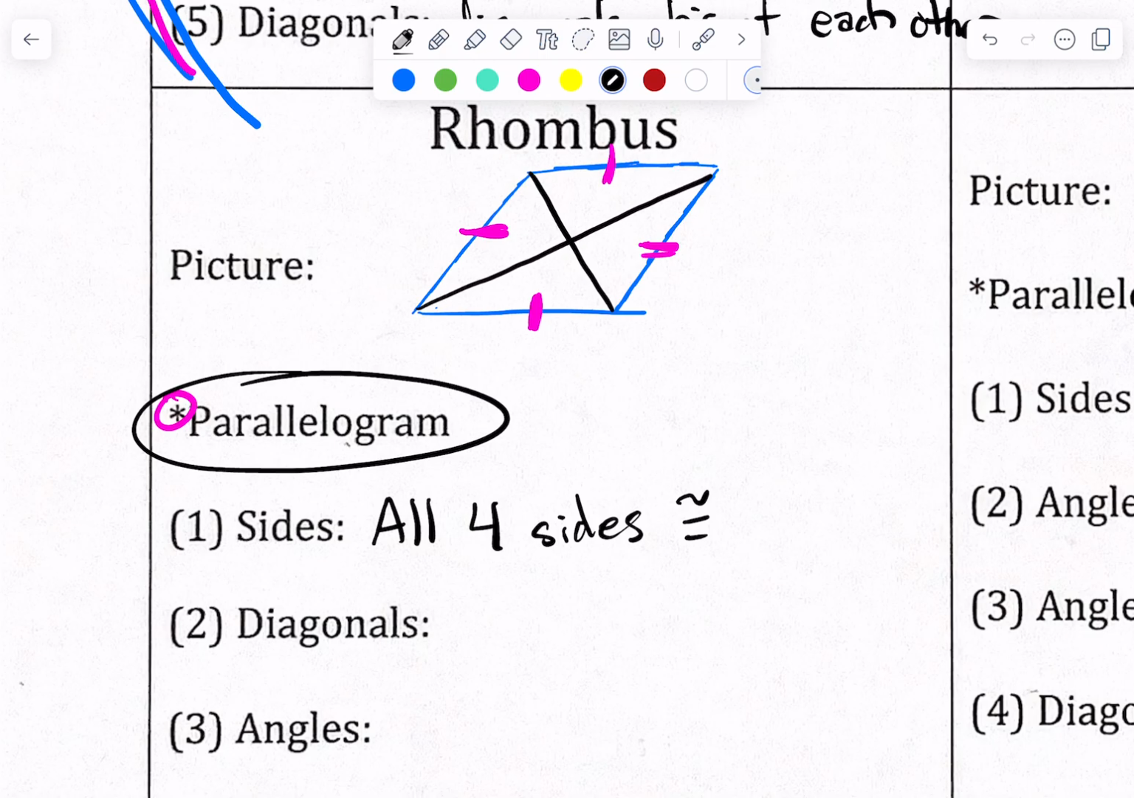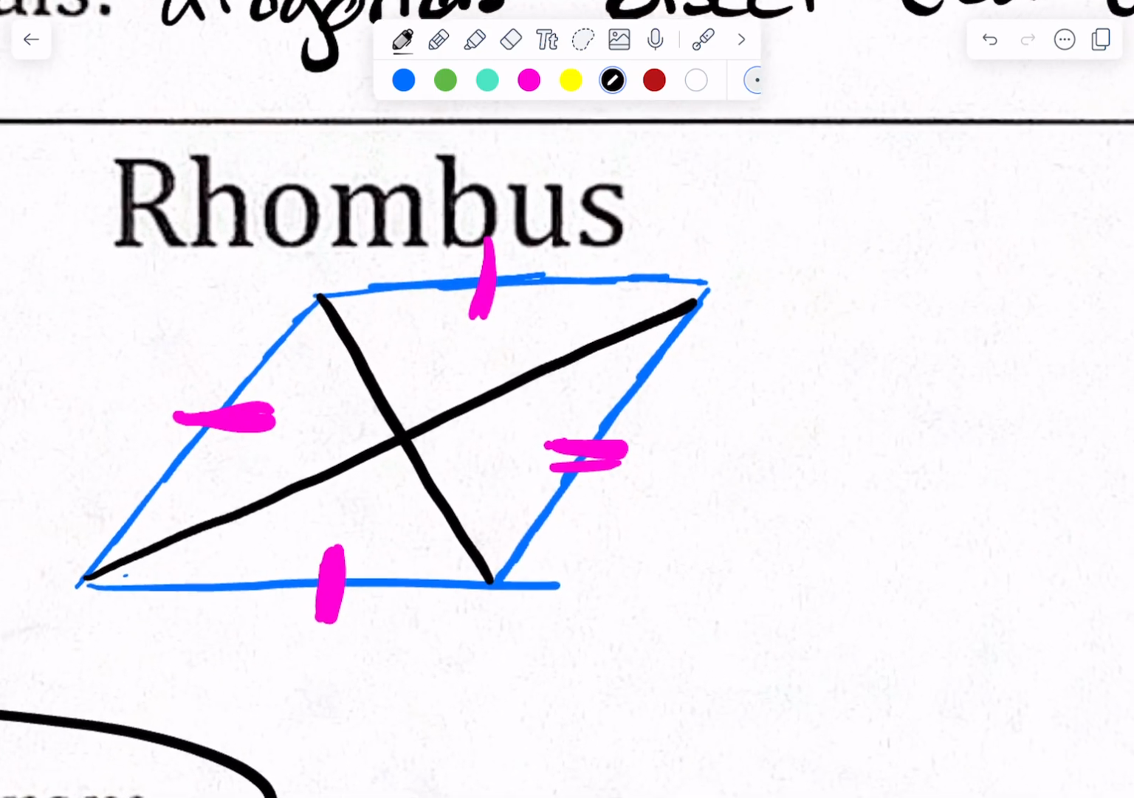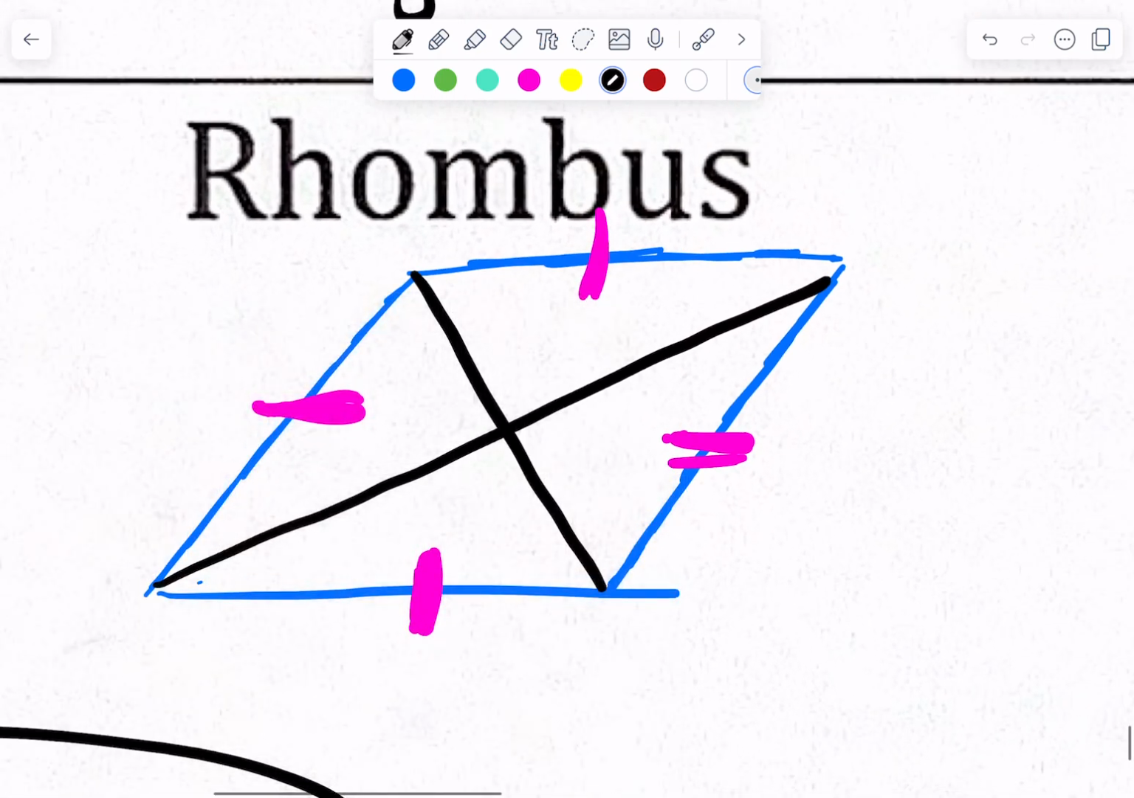These guys here. I'm going to put a star by this one because people forget this one a lot. Okay? What's true about the diagonals? We know that they bisect each other. We know that they're not the same length. But what else is true about the diagonals? Something special.